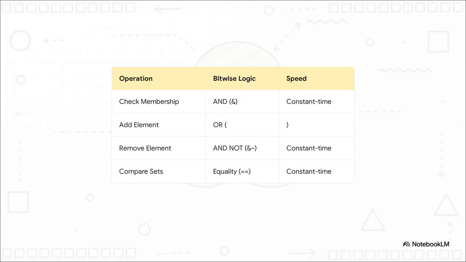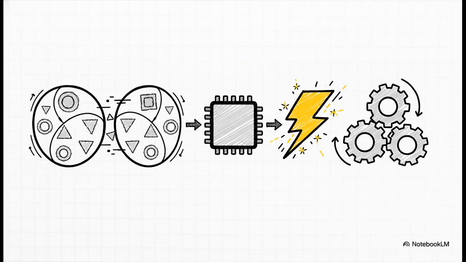It's not just fast, it's constant time, meaning the speed is the same whether your set has 2 items or 20. The implication here is just massive. We've taken abstract ideas like union and intersection and translated them into the fastest possible operations a computer can perform. Our code becomes not just blazingly fast, but also incredibly predictable.